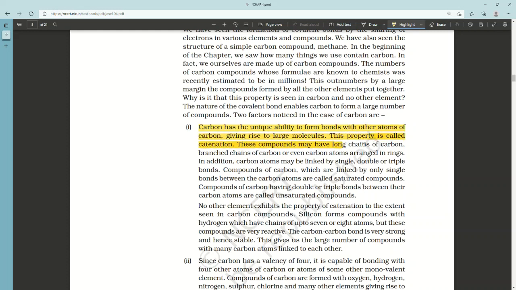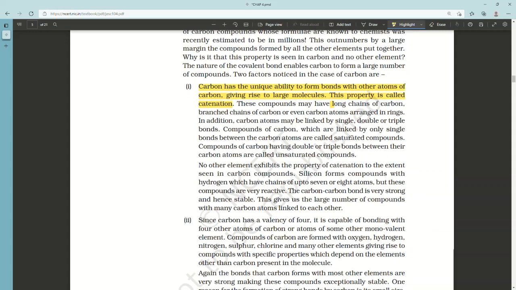One reason for the formation of strong bonds by carbon is its small size. This enables the nucleus to hold on to the shared pairs of electrons strongly. Let me repeat that. One reason for the formation of strong bonds by carbon is its small size, as this enables the nucleus to hold on to the shared pairs of electrons strongly. The bonds formed by elements having bigger atoms are much weaker.